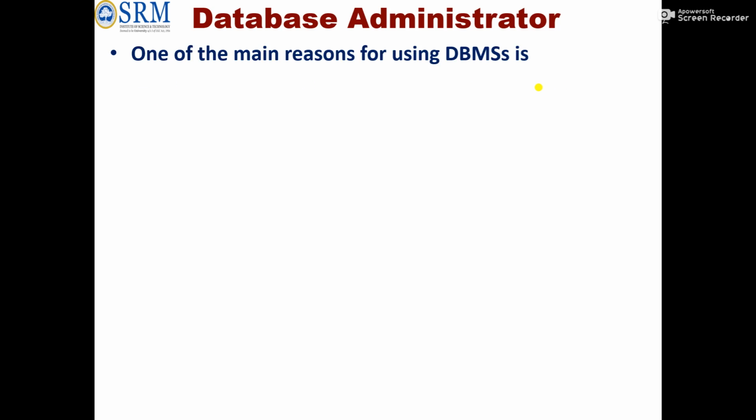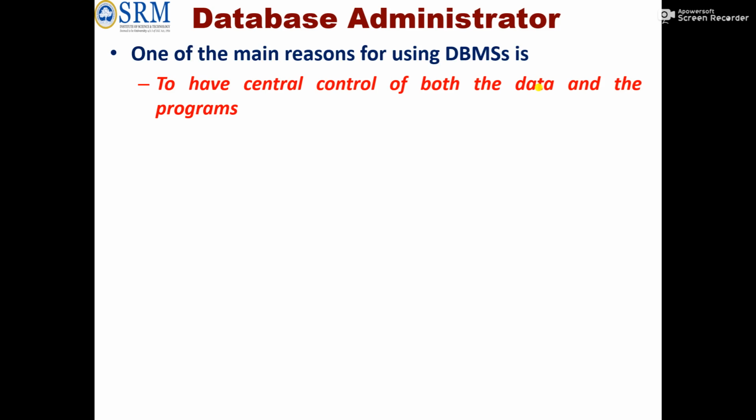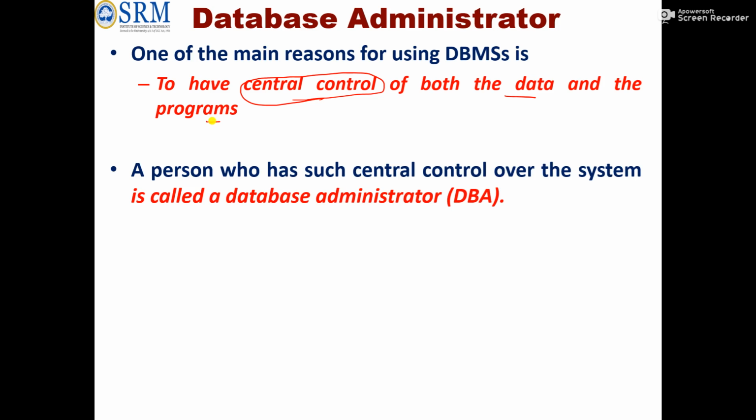Right? One of the main reasons for using a database is to have central control. It has central control of both the data as well as the programs. Since it is tightly coupled, that's why we are using the DBMS, the database management system. Now, who is the database administrator? A person who is authorized to have this central control authority over the entire system.